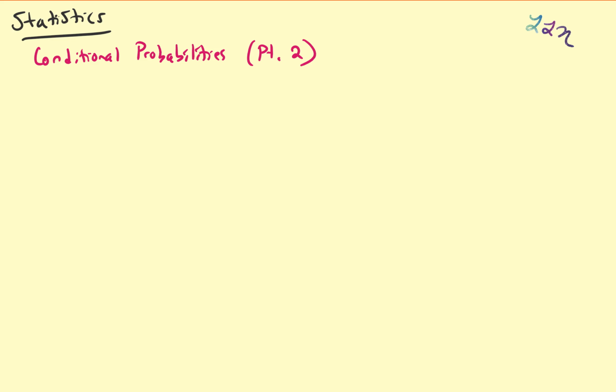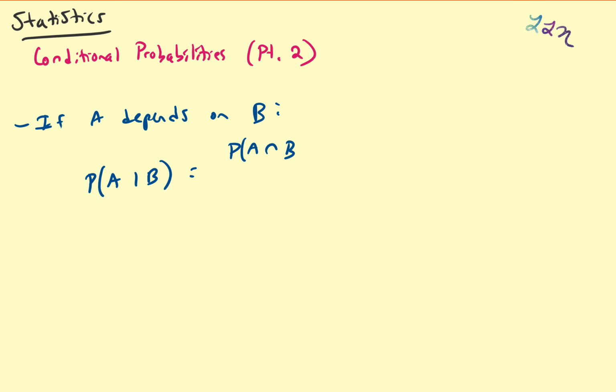Hello, and in this video we're going to continue talking about conditional probabilities. In the last video we established and did a couple examples of when one event depends on the other. And we said if A depends on B, then the probability of A, assuming B has already occurred, is equal to the probability of A and B both occurring divided by the probability of B.